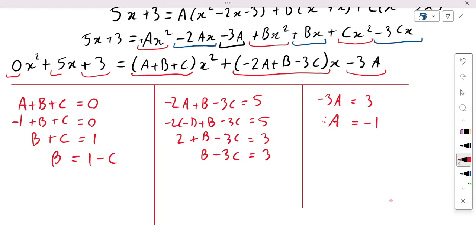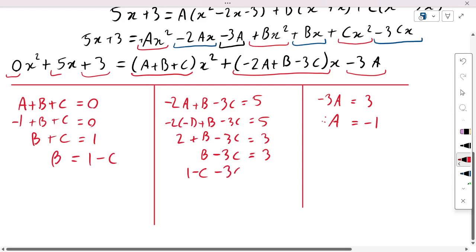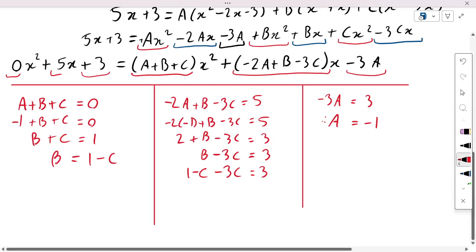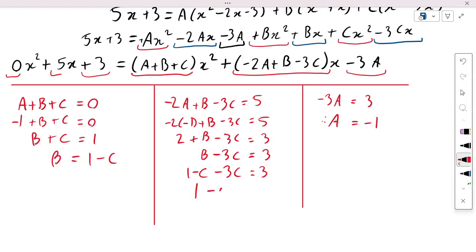And this is what we're going to be doing. We know that b is equal to 1 minus c. So we're just going to plug that in. So it's 1 minus c minus 3c. And what do you notice? We have only one variable. So we're just going to do the like terms. We're going to have 1, and then this is minus 1 minus 3c, which is equal to minus 4c equal to 3.